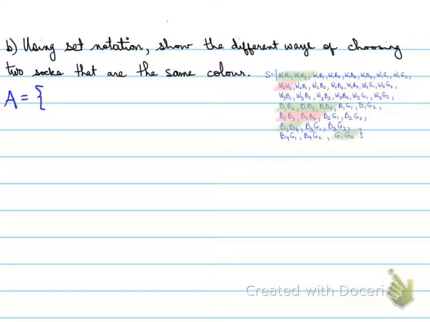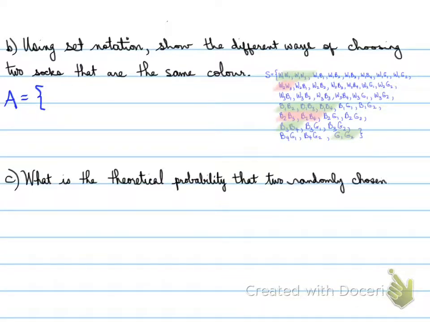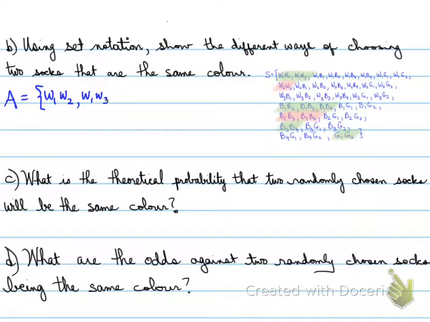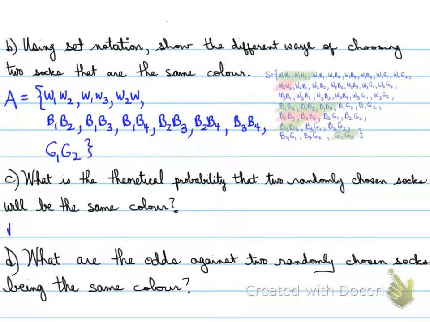So this is the entire different ways of choosing 2 socks that have the same color. So inside this set, I want you to write out these combinations. Next part. What is the theoretical probability that 2 randomly chosen socks will be the same color? And part D, what are the odds against 2 randomly chosen socks being the same color? So the set of the same color is as follows.